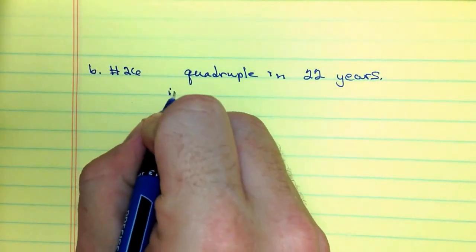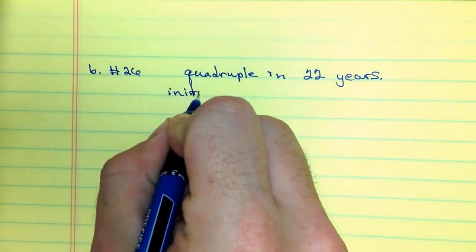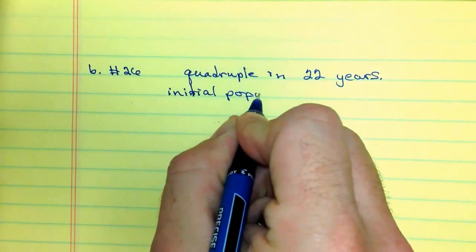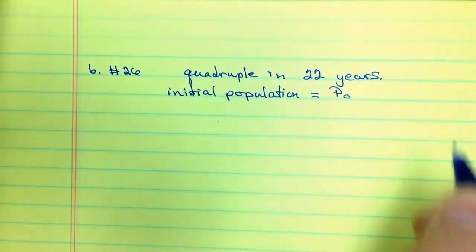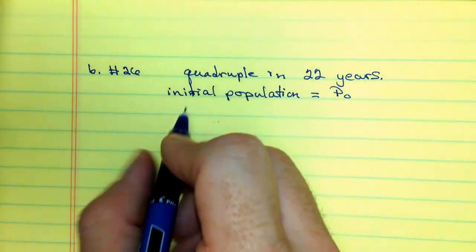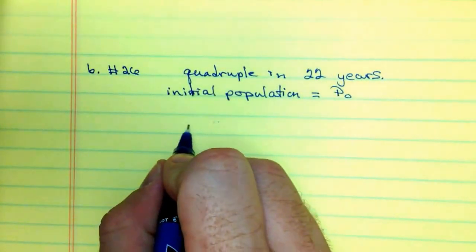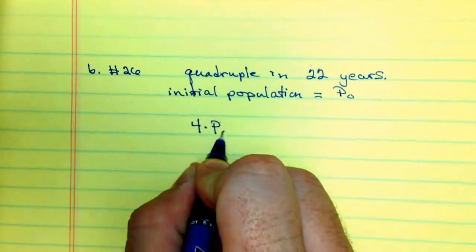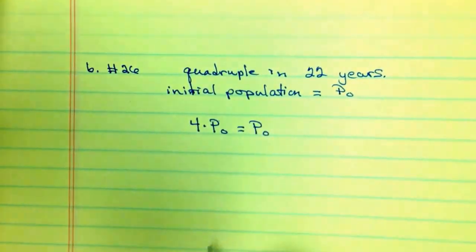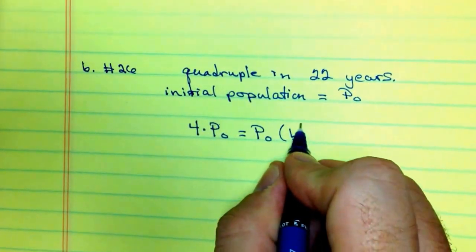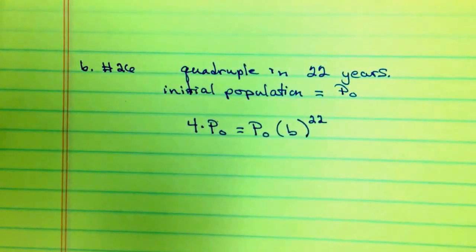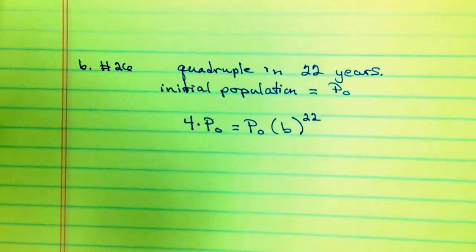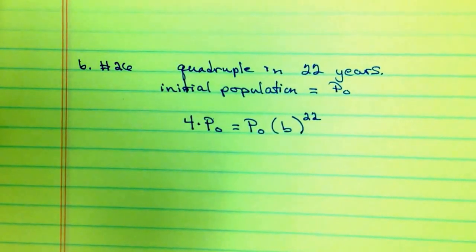So if we let initial population be denoted with p sub 0, then quadruple would be 4 times p sub 0. So we have 4 times p sub 0 equals the initial quantity times some b to the 22, right? So what we want is, how long will it take to double?